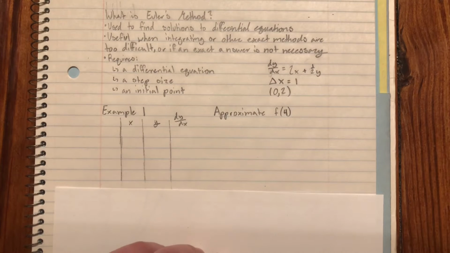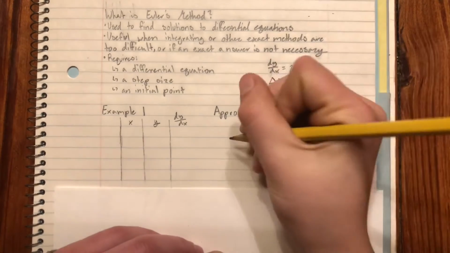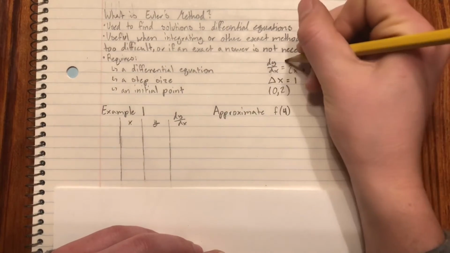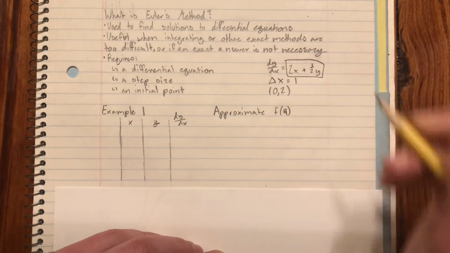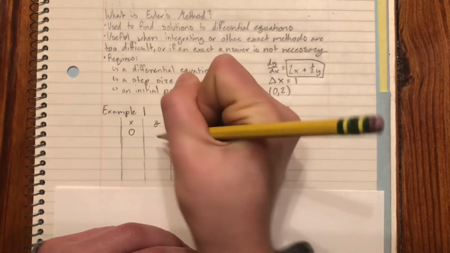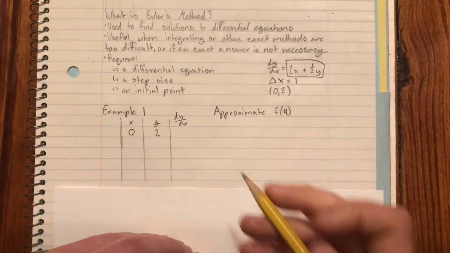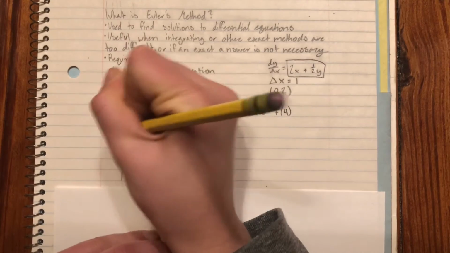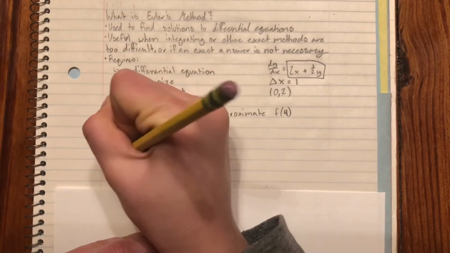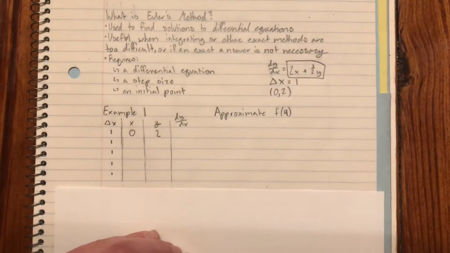So we're going to try to approximate f of 4 given that dy/dx is equal to 2x plus 1/2 y. Our step size is 1 and our initial point is (0, 2). So I'm going to fill in the initial point (0, 2) for the x and the y. And then this is sort of optional, but you can also put the delta x over here. In this case, the delta x is 1 every single time, so it's not super necessary. But if you're using something trickier, it might be useful.